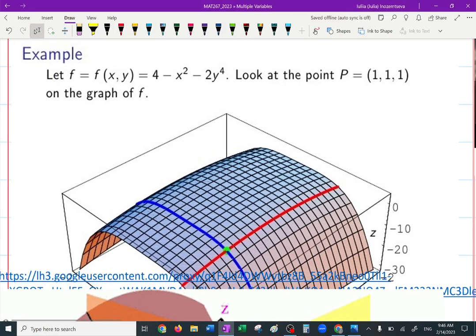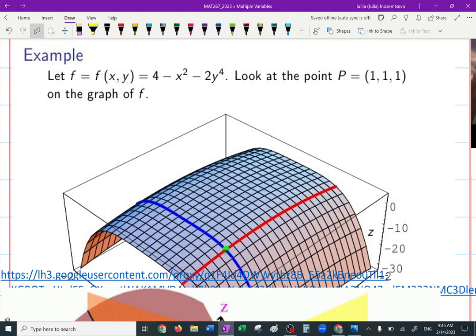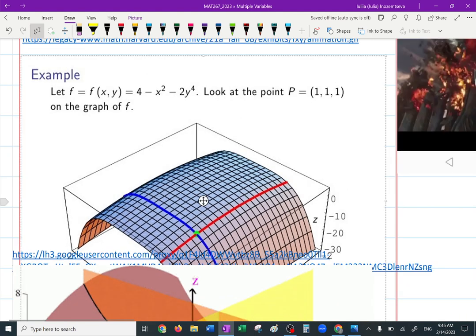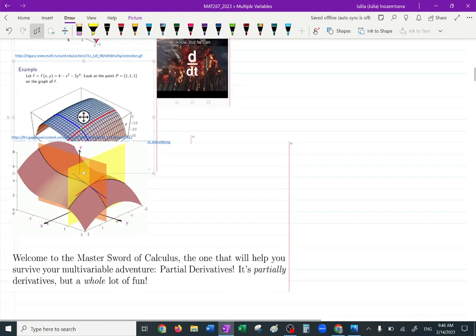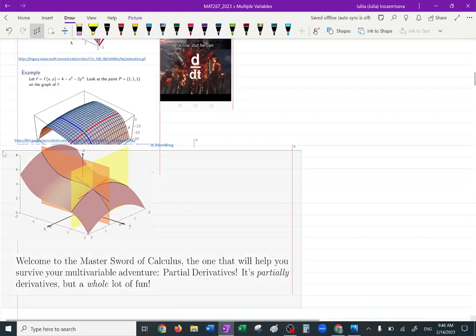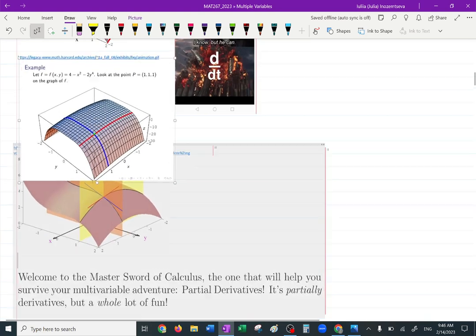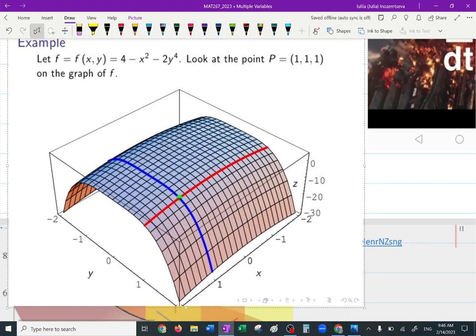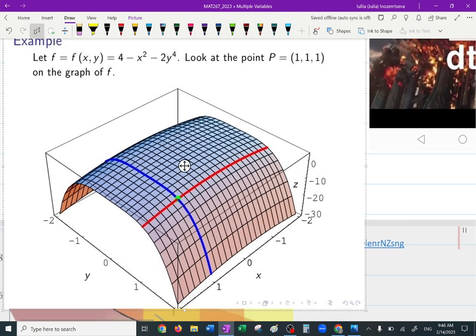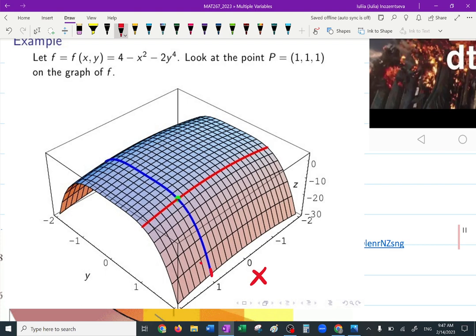Same idea here. This is a surface, 4 minus x squared minus 2y to the 4. They ask to find the derivative at the point 1, 1, 1. Yeah, but which one? We have two variables. So this is x now in this graph. You see, you have to be careful with the graphs. They always mix them up. So it's actually pretty classic, unfortunately.